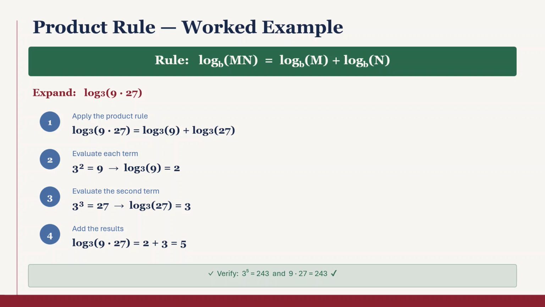Step 4. Verify. 9 times 27 equals 243, and 3 to the 5th equals 243. So log base 3 of 243 equals 5. Confirmed. The key insight: the product rule lets you break a complex log into simpler pieces you can evaluate individually.